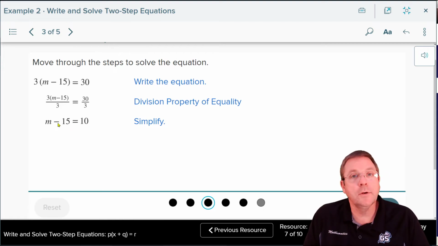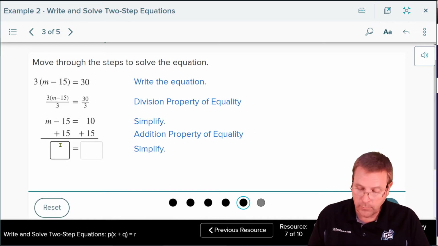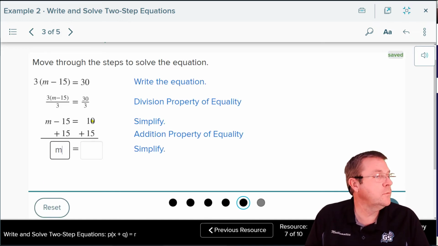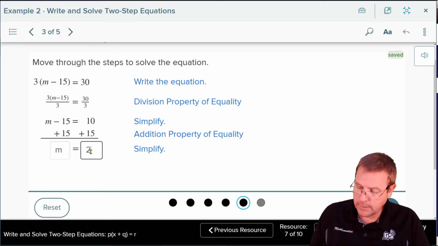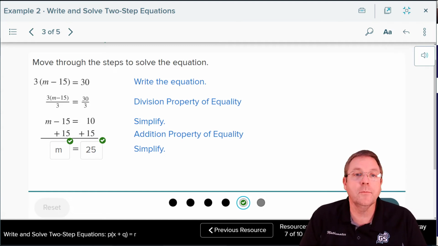We're going to undo addition and subtraction by adding 15 to both sides, added it on the left, added it on the right, and the 15s on the left are going to zero each other out, so you put a line through that to get your final answer that says M is equal to 10 plus 15, which is 25. So each boy started out with $25 when they headed off to the movies.